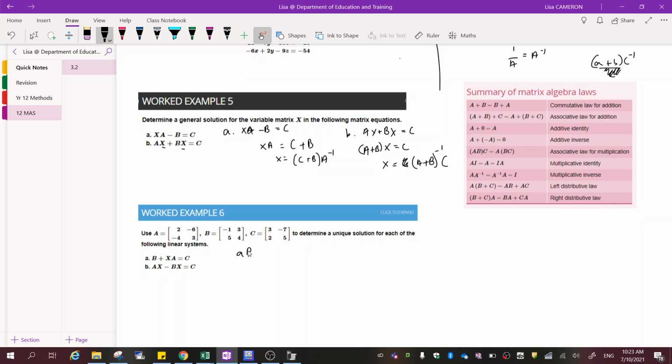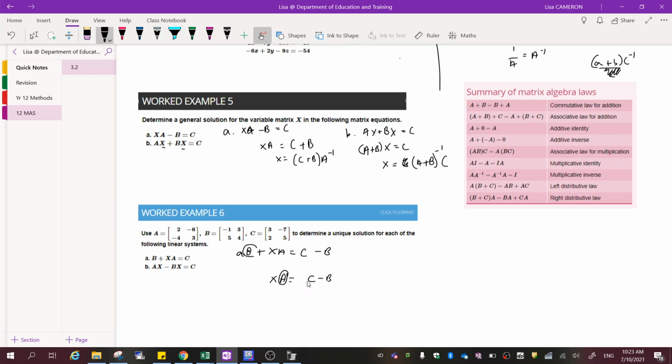Okay, so A, B plus XA equals C. Now, when I take this B to the other side, it will become a minus B. The order for this doesn't matter at the moment because when I'm adding and subtracting matrices, order doesn't matter. When I'm multiplying or using inverses, though, it does matter. So that's what I'm left with at the moment.